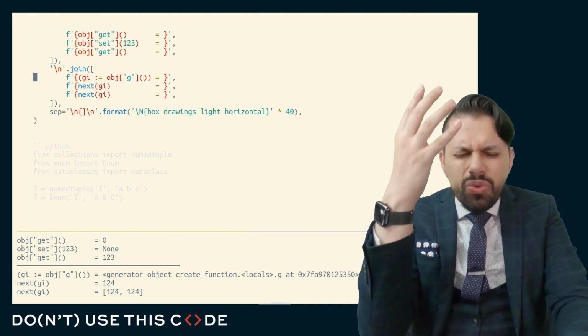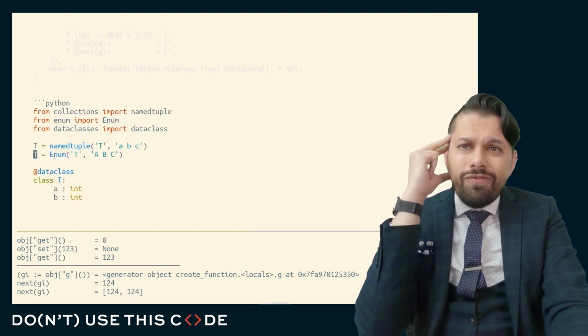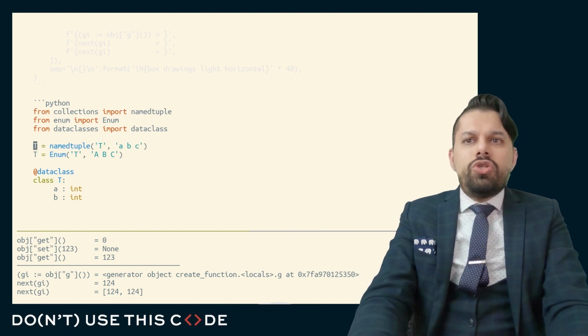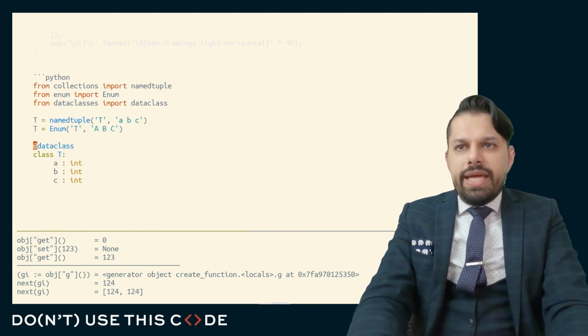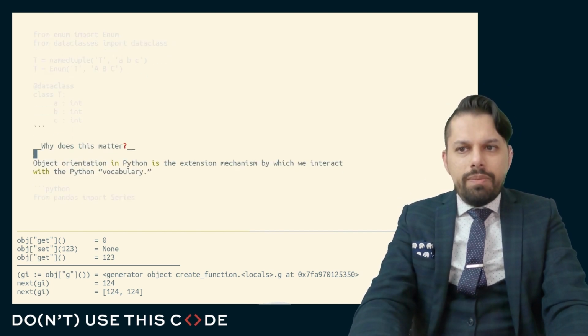Why do we need object orientation? Why do we need this class keyword? And if you look at a lot of my code, I really strenuously avoid the class keyword. I use namedtuple, I use enum, I use the dataclass. I try very hard to avoid this boilerplate of the class. So why does this matter?